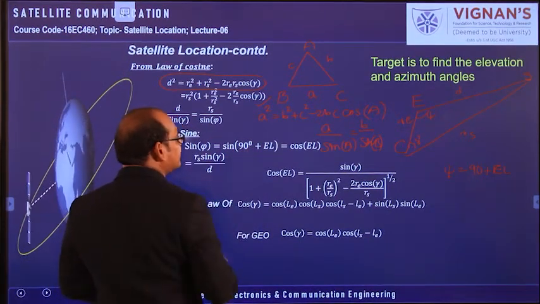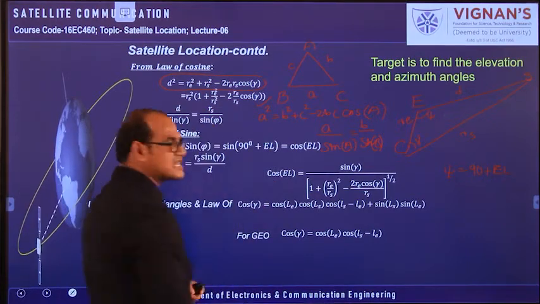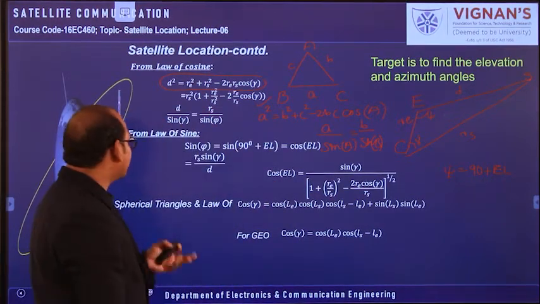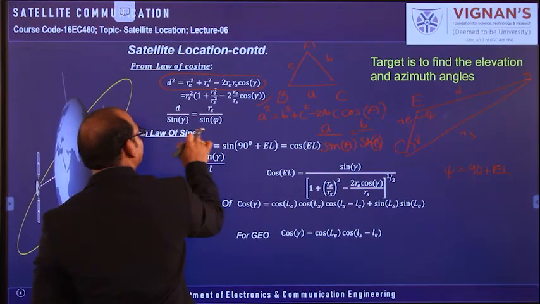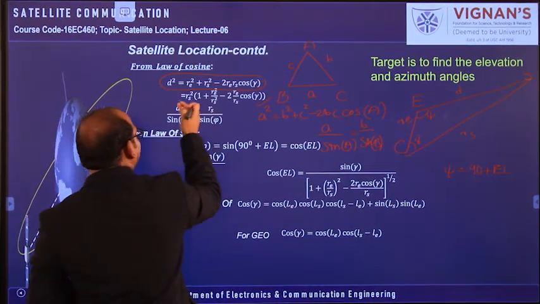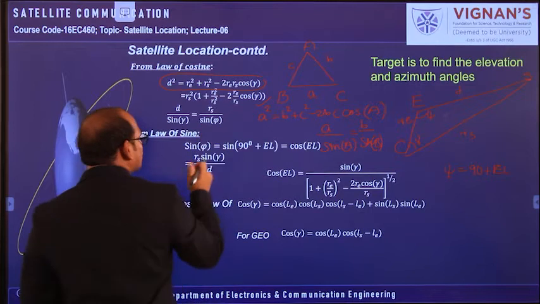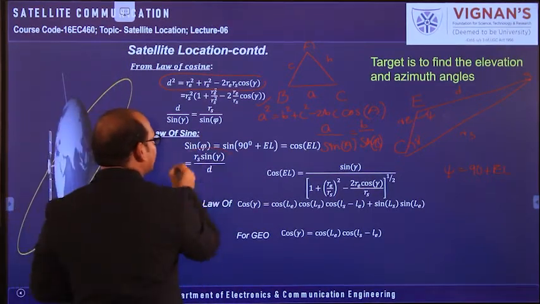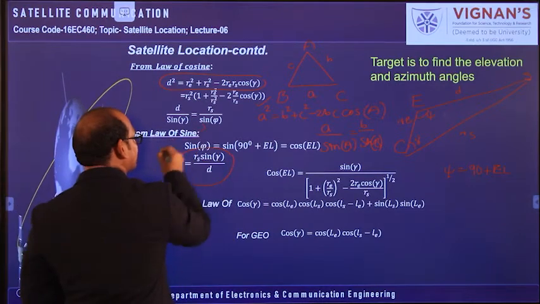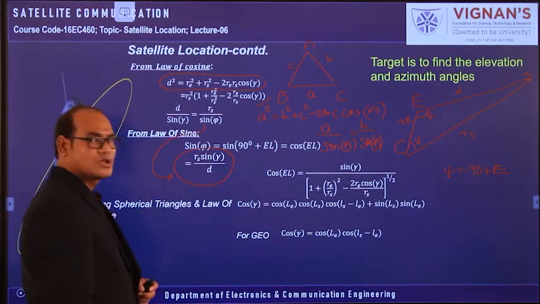Sine of 90 plus theta means cos theta, that is cos of elevation. Like this we can get. Next, this sine psi, from this law of sine equation we can write RS by D into sine gamma. This is written from the law of cosine. From this equation we have written that one.